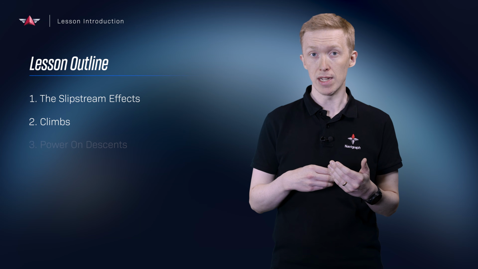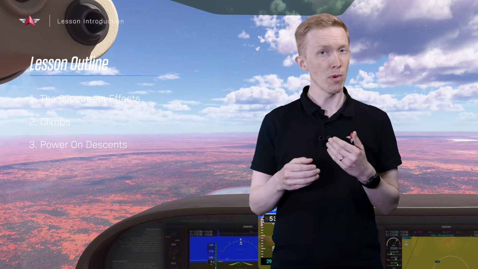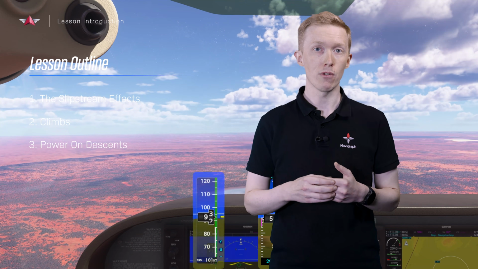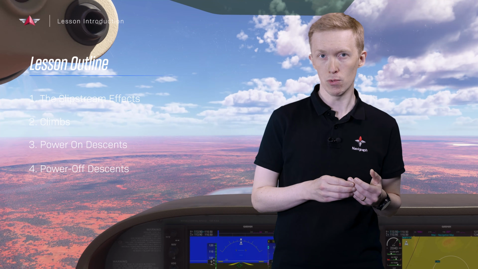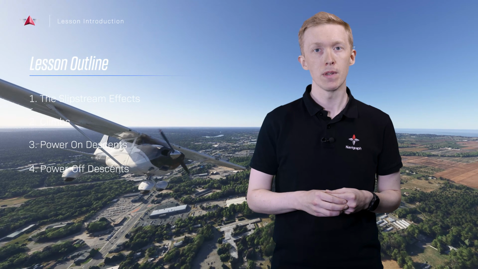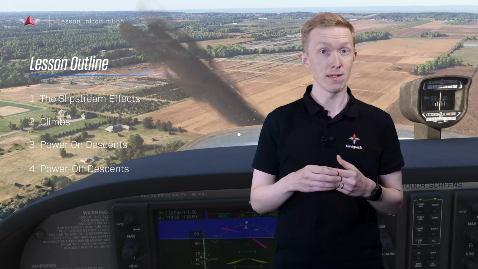Then we'll move on to descents. And first, we'll discuss power on descents, a condition where some of the engine power remains while the aircraft is descending. Then we'll cover the idle power descent mode, called the power off descent. This is our first interaction with the emergency procedures of the Cessna, as this descent procedure is also used when we're suffering from an engine failure.